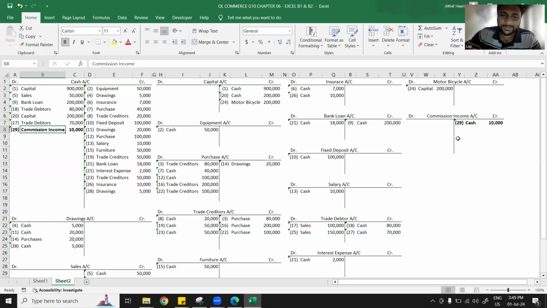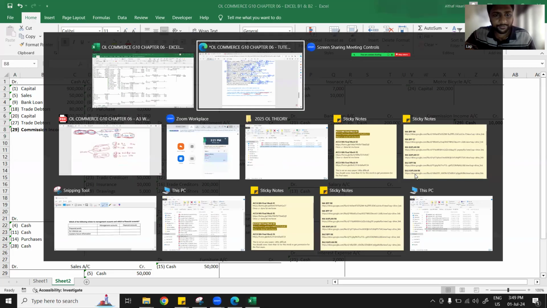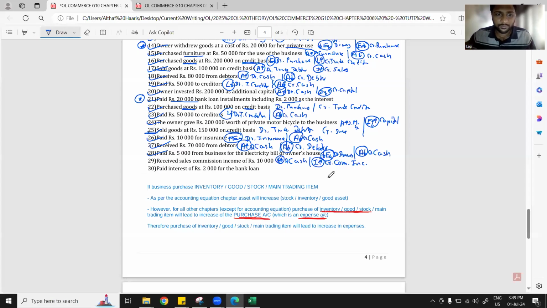Okay, cool. Now let's move to the last transaction. Paid interest. This time you are paying only interest. So interest is an expense. Interest is an expense for us. You are paying only the interest.